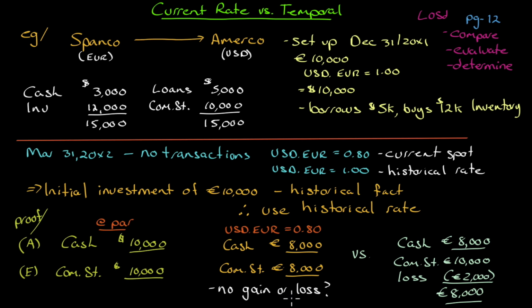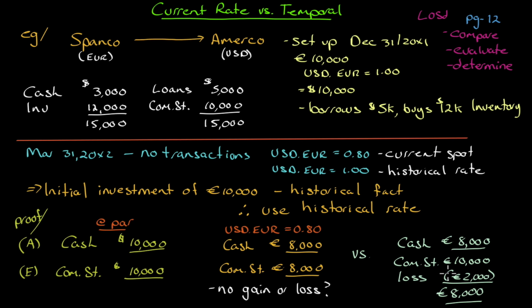Does that make sense to you? If you translate both the cash balance and the common stock balance at the current rate, you'd come to the conclusion that there's no gain or loss. Clearly, that's wrong. So we can say that you cannot do it this way simply because we've arrived at a conclusion that's wrong. So if we translate the cash at the current rate but translate common stock at the historical rate, it sets up the scenario where we do have a loss.